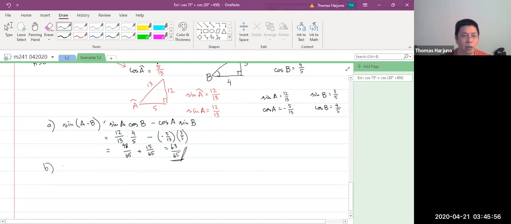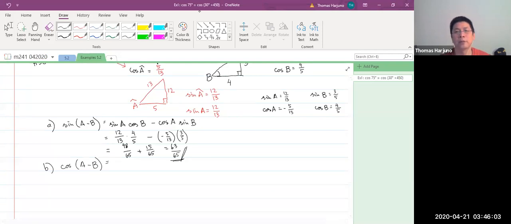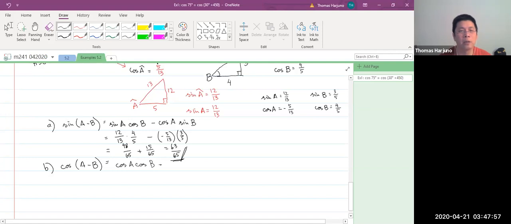How about cosine A minus B? Let me give you 2 minutes for this. Okay, let's write the formula down first. Always write the formula down first: cosine A, cosine B, plus sine A, sine B. You have to memorize the formula though. Please do so.